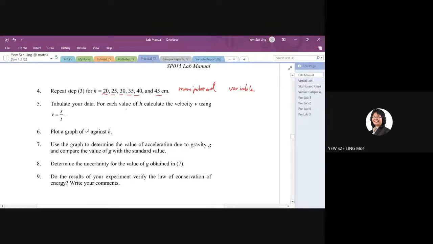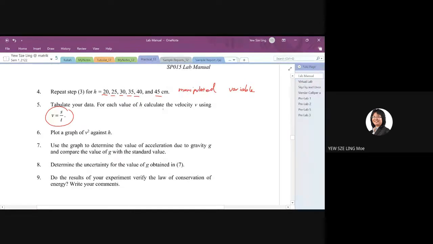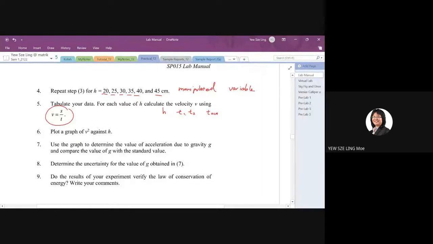And then tabulate your data. For each H, you need to calculate V. So in your table, you need to include an additional column for V by calculating V equals S over T. So you record H, and then you have T1, T2, T average. Then you put a column for V, and then you calculate V squared. Basically, this is what you should have in your table.